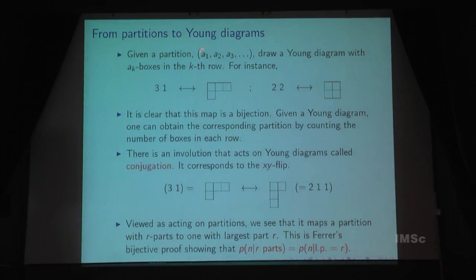Given a partition, so what was the partition? It was some weakly decreasing sequence with entries A1, A2, A3, that means A2 is less than or equal to A1, and so on, such that the sum adds up to whatever is the integer n. You draw a Young diagram with A_k boxes in the kth row. So if you take 3, 1, this is a partition of 4, my favorite number, and so you draw 3 boxes this way, 1 box this way, and if you rotate it, I think 135 degrees or something, right? So 135 degrees, it will go to one of those pieces, and 2, 2 goes to this guy. So it's clear that this map is a bijection, so this arrow goes 2 ways. If you look at this fellow, I can just quickly look at it.